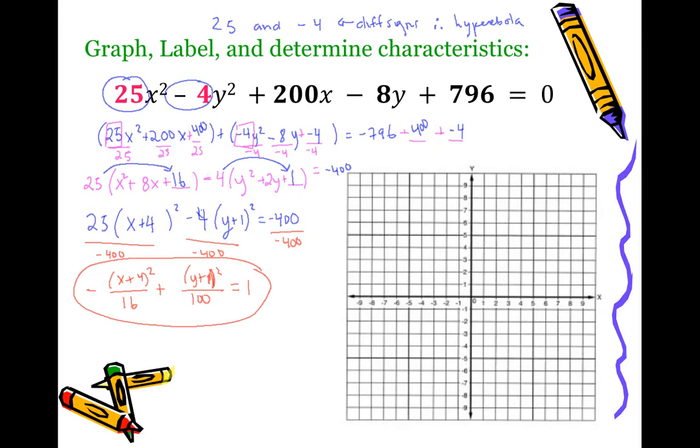I'm going to run through the graph of it as well, just for the practice. So this is going to have a vertical transverse axis. How did I know that? I looked at which one was positive. So even though the x is first, this is the positive one. So you have a center at -4, -1.